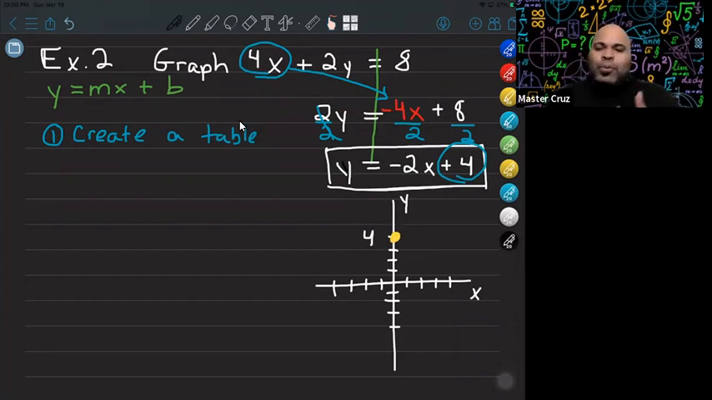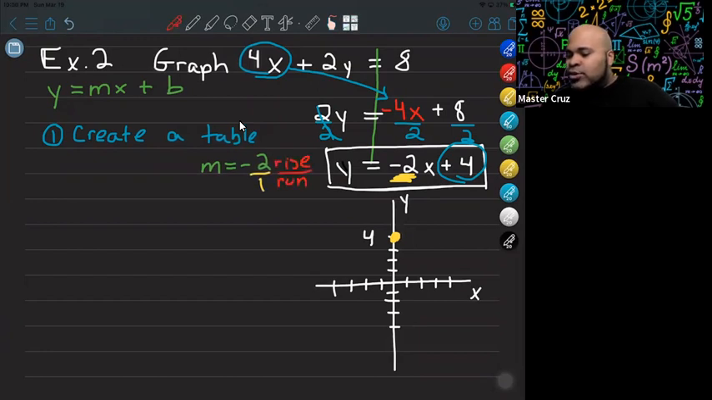What is the slope of this line? Well, hopefully you will be able to see that the slope of this line is negative 2. So if I write on the side m equals negative 2, again, I need rise over run, but this is negative 2. What can I do to make it a fraction? Well, I just put it over 1. And this will be rise over run. So what does that mean?